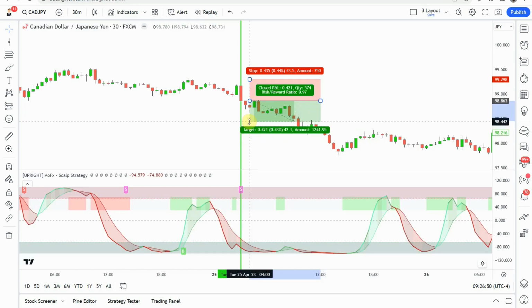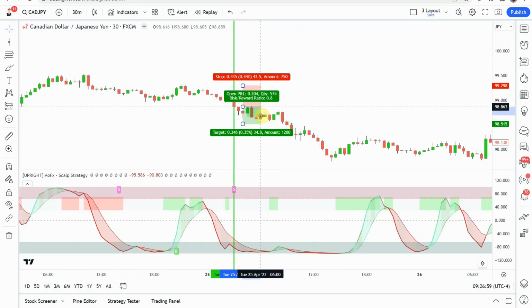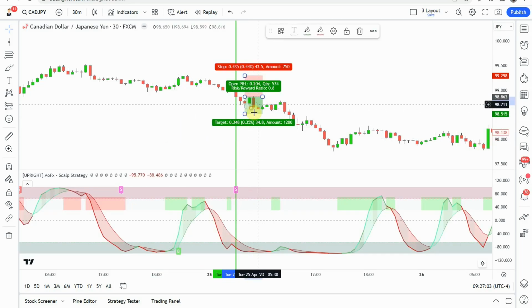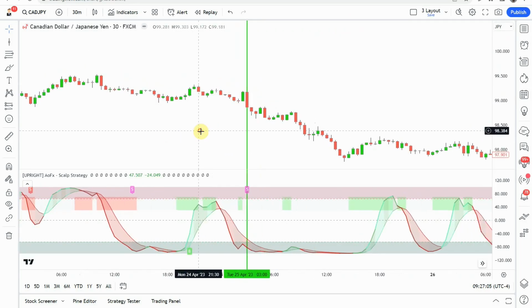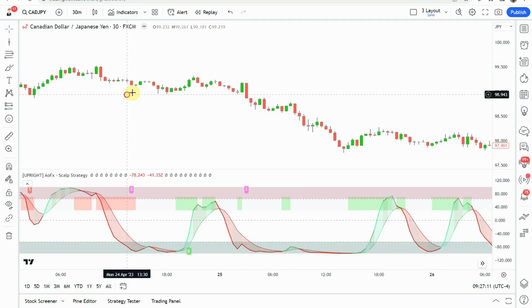Where are we at? 30 pips. Find it here. Right about there. Give or take a little there. And so that's the setup that we're looking for right there. And you can see that we would have gotten to our take profit. So it's not quite a one-to-one risk reward, but it is pretty close to a one-to-one risk reward.